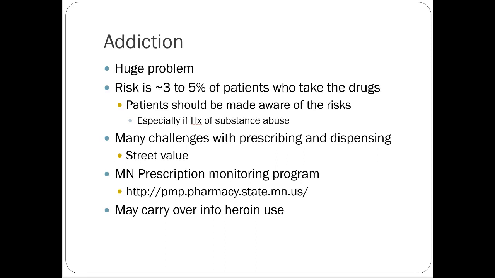And addiction. Addiction is of course a major issue. The estimated risk for getting addicted to an opioid is about 3 to 5% of any patient who takes the drug. So if we think about how common and popular these drugs are, that's a lot of people that are potentially at risk. It's not to say 3 to 5% of people will get addicted, but that's about the amount of the population likely to have that addictive behavior or personality or response to the opioid that makes them feel euphoric.